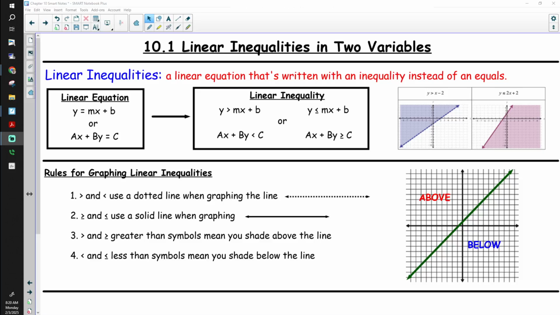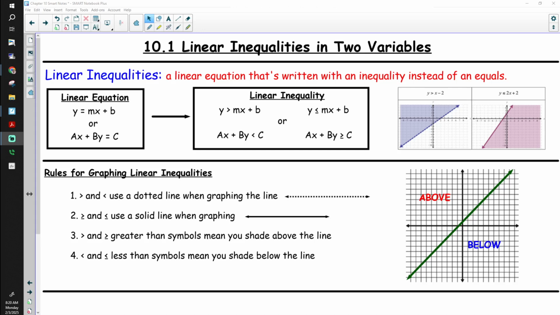Here we go, chapter 10. So we are still doing systems. The only difference is it's not systems of equations, it's systems of inequalities, which means we're going to have alligator mouths. Okay? Systems of inequalities can still be in y equals mx plus b.